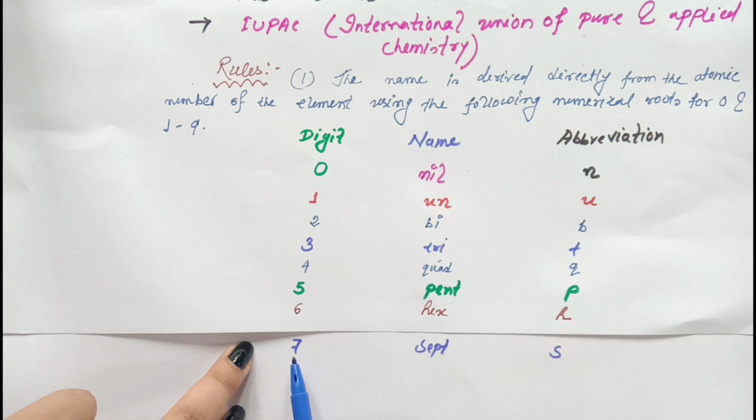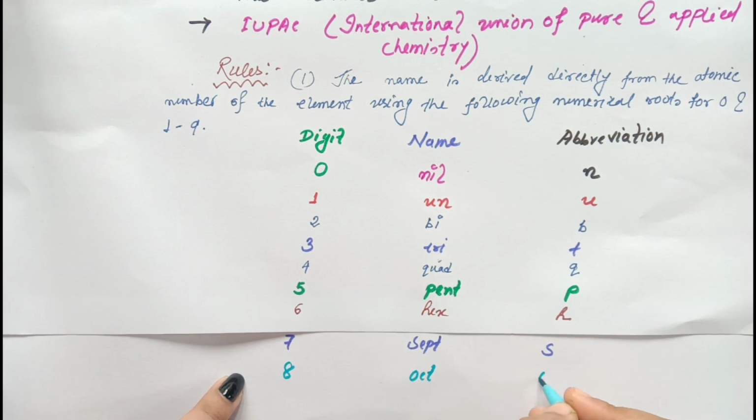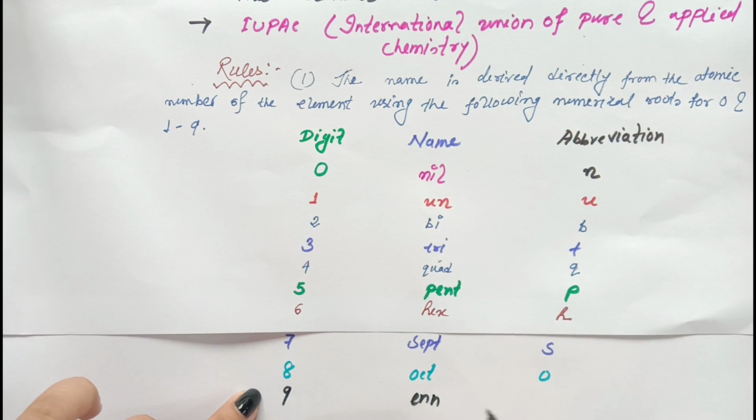Again, for the digit 7, the name will be sept and the abbreviation is s. For the digit 8, the name will be oct and the abbreviation is o. And the last digit is 9, the name will be enn and the abbreviation is e. So this is the first rule by which you can name the elements having atomic number greater than 100.